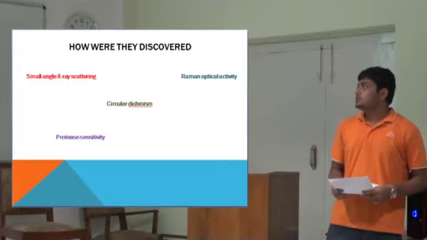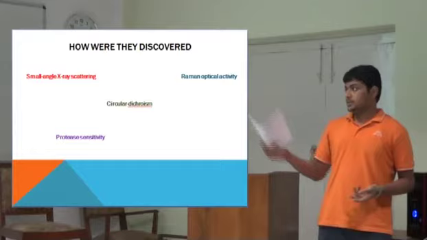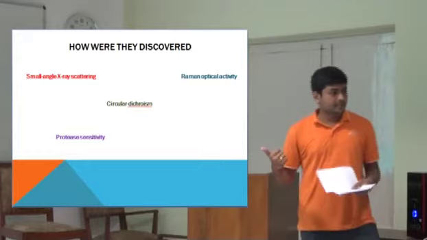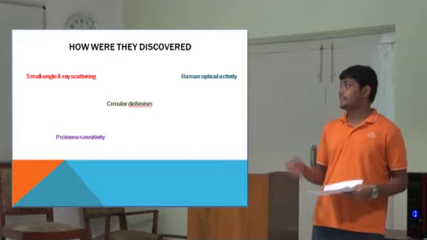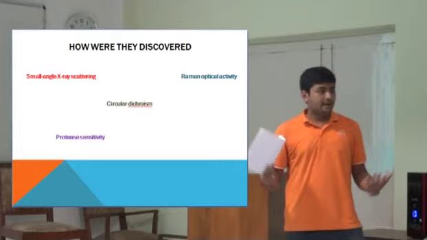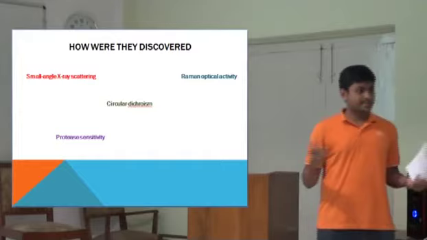So how were intrinsically disordered structures discovered? They were found with these methods: in circular dichroism, secondary structures were observed, but in intrinsically disordered proteins proper secondary structures were not observed. Then small angle X-ray scattering, Raman optical activity, and protease sensitivity. The intrinsically disordered proteins have a huge surface area and are not properly structured, so many of the bonds are exposed to protease, and they are highly protease sensitive compared to the ordered regions.